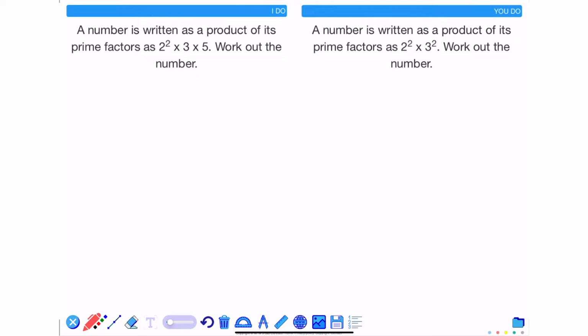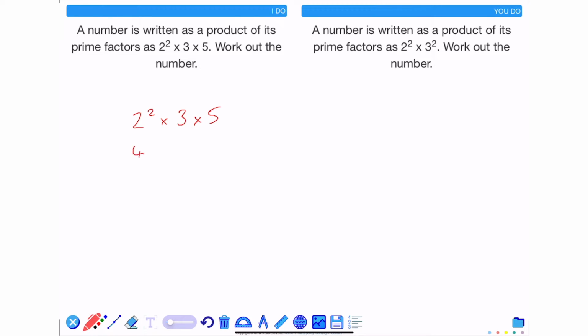In this video, we're going to be looking at how we can evaluate a number that's been written as a product of its prime factors. What this means is I've got prime numbers all being multiplied together, and all I need to do is find out the total value. So evaluating 2 squared times 3 times 5.